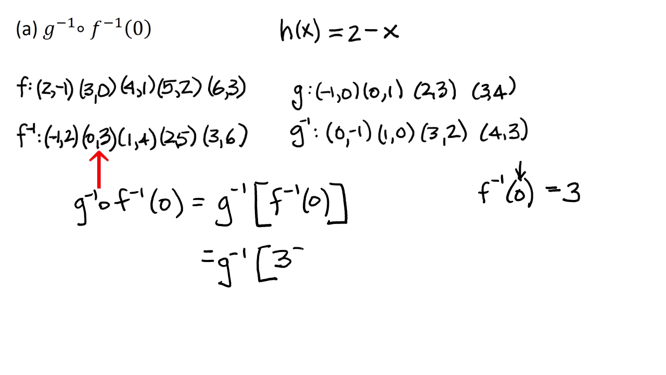So this is 3, and now I've got to go over to g inverse and see what happens there. I have g inverse evaluated at 3. Remember, this is now the domain point for g inverse, and that is 2.